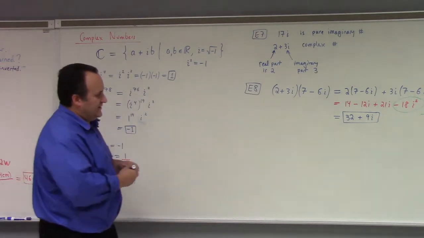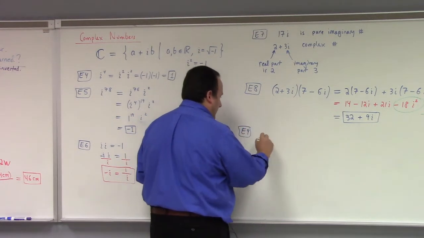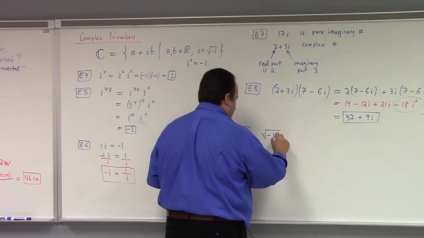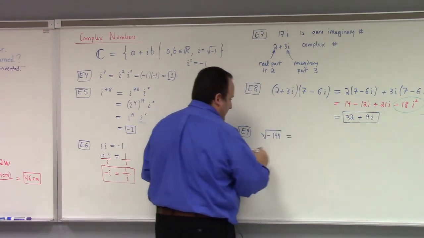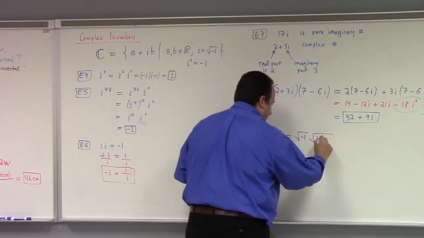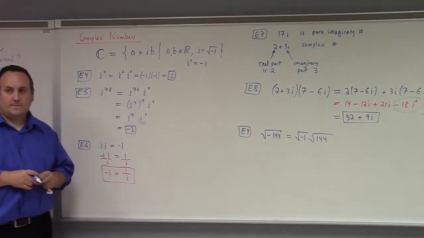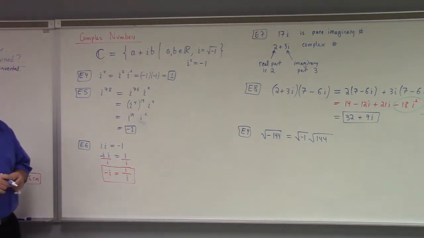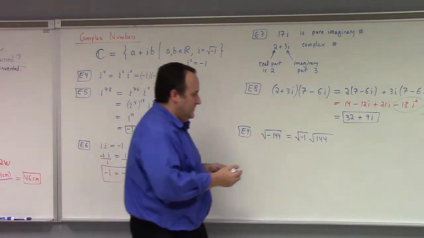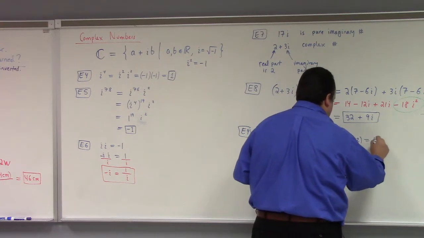Okay, then finally, example 9, let's talk about how we would simplify the square root of minus 144. So what we do here, you've got the square root of minus 1 times the square root of 144. What is the square root of 144? 12. And the square root of minus 1, we denote that by i. All right, so this is really just i times 12, or if you like, 12i.